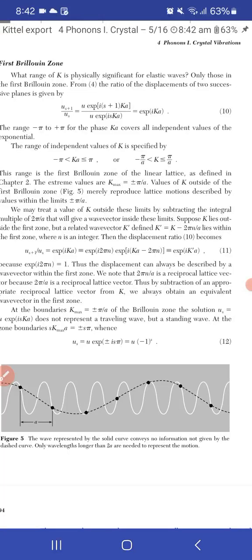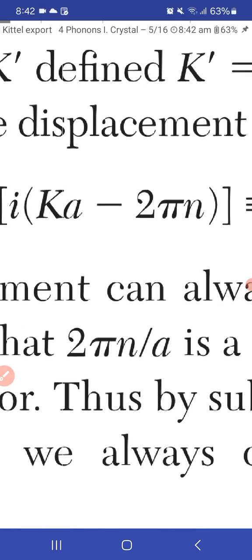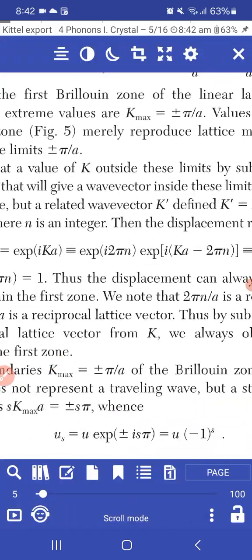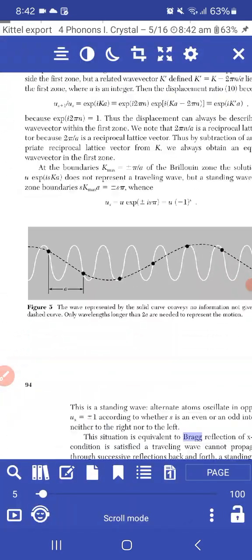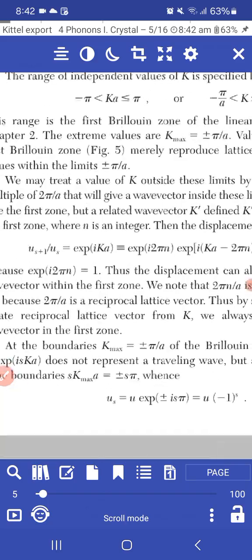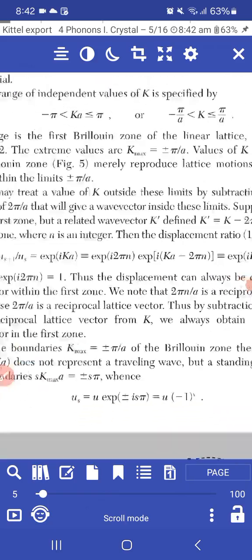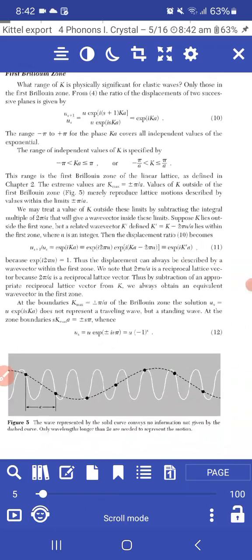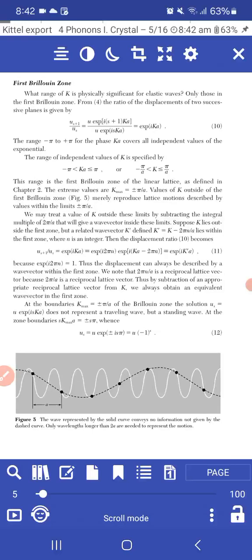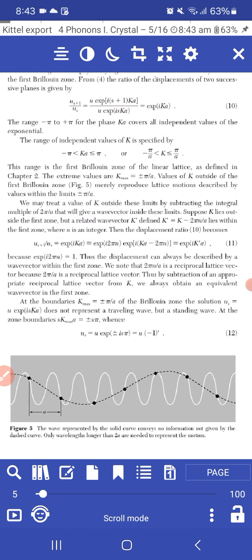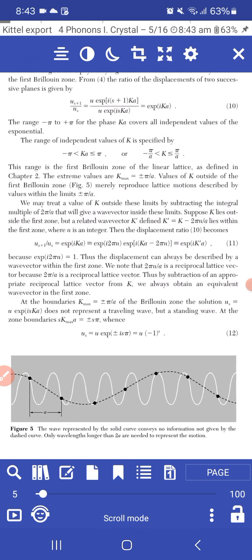We know that 2π/na, oh, okay, okay. This n term is a reciprocal lattice vector, because 2π/a is a reciprocal lattice vector. Thus, by subtraction of an appropriate reciprocal lattice vector from K, we always obtain equivalent wave vectors in the first zone. And the boundary K max is equal to π/a, the boundary of the zone of the solution.